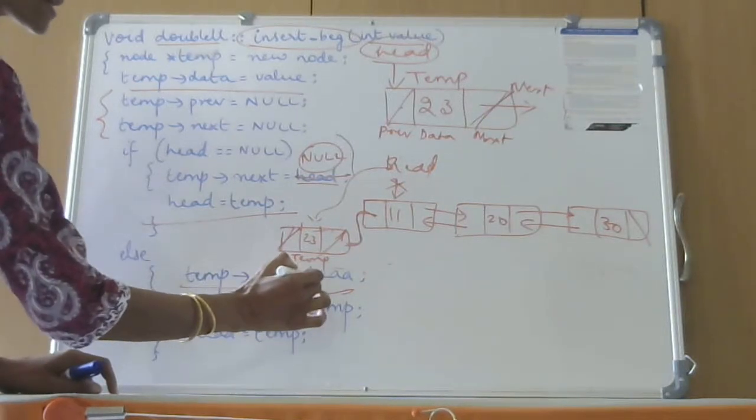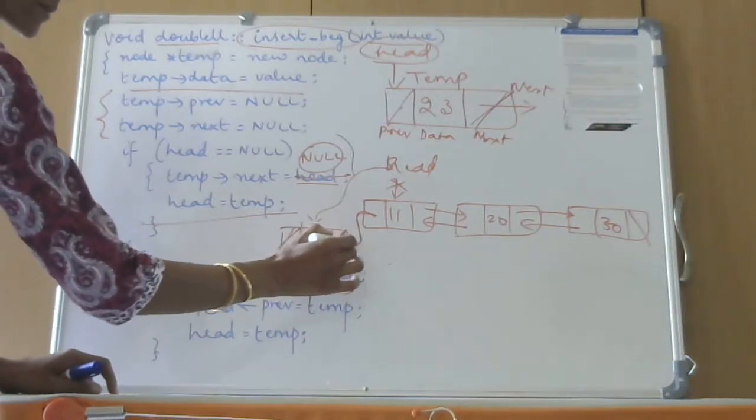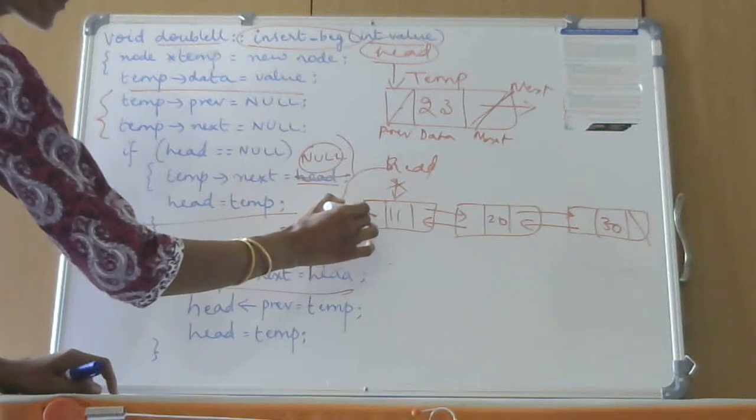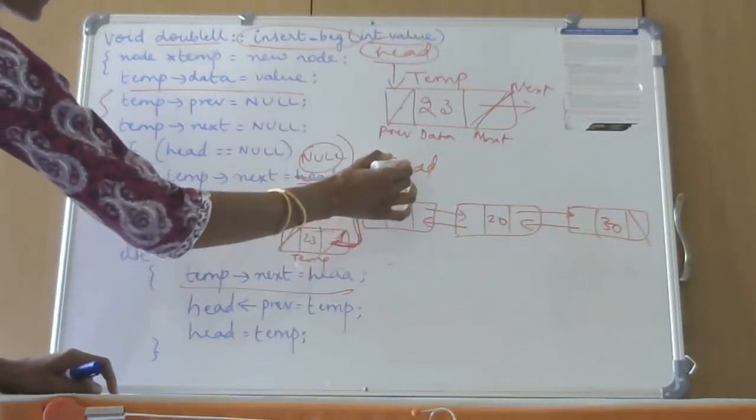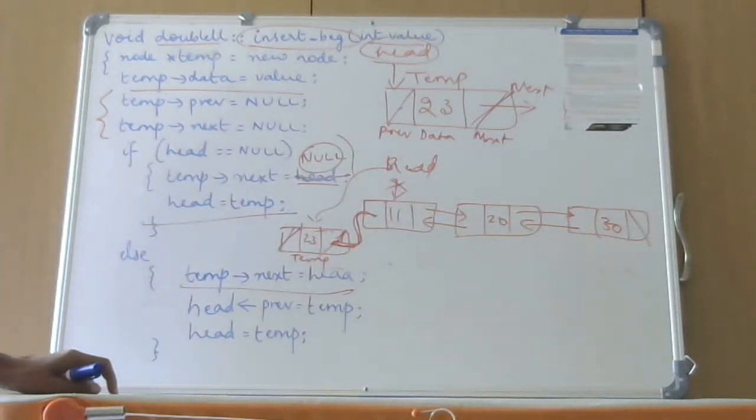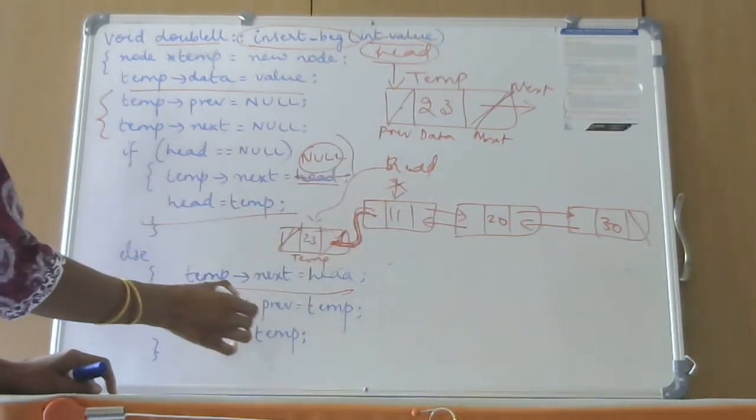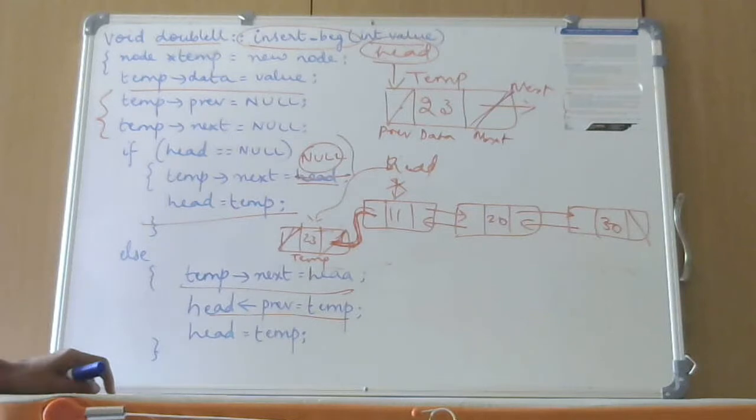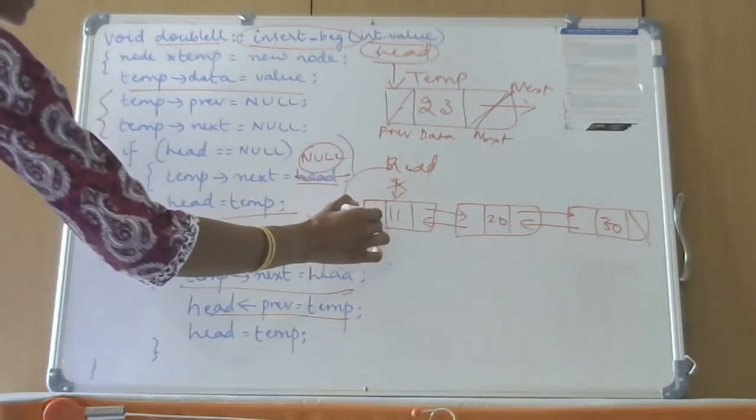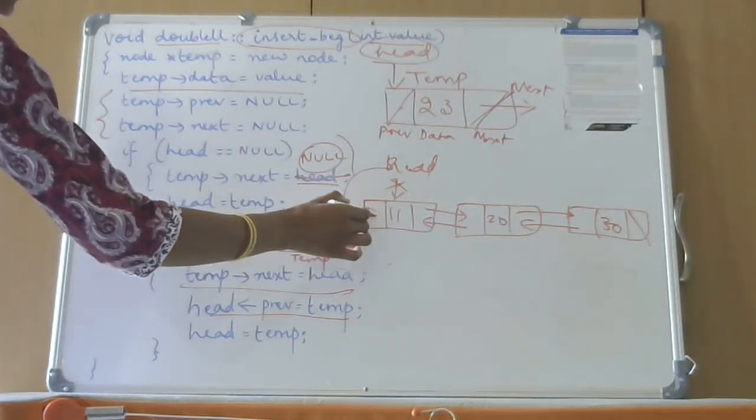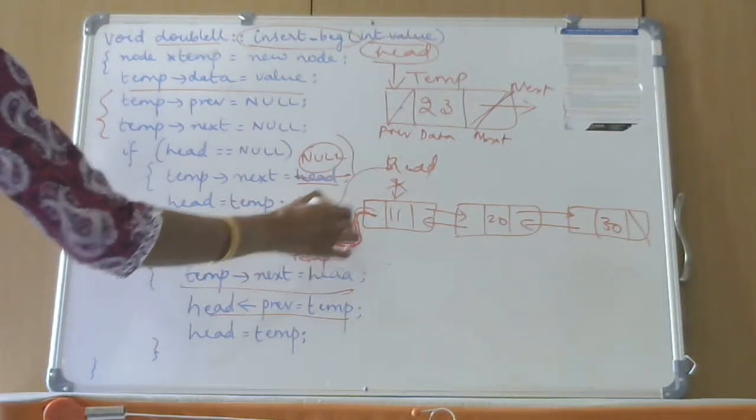Temp of next is equal to head. Temp of next is this one. Where should it point? It should point to 11, is it not? How do I access 11? 11 is nothing but my current original head pointer. So temp of next is equal to head. Head of previous is temp. Head of previous is what? This one. Head of previous should be pointing to this one.